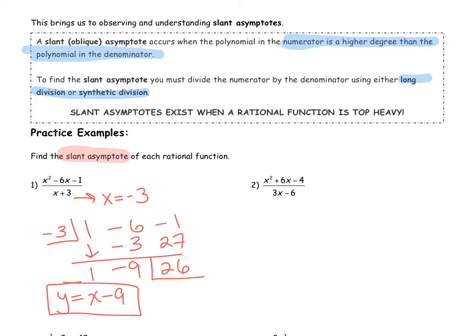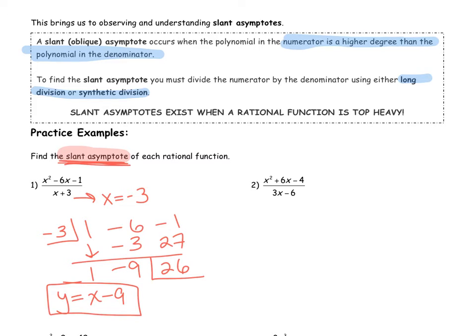If this worked out so that there was no remainder, then it wouldn't be possible for a slant asymptote to exist. I'll say that again. You want there to be a remainder if a slant asymptote exists. If there was no remainder, then there wouldn't be a slant asymptote there. All I care about is the 1 and the negative 9, which helps me come up with my equation here. All right, let's look at another example.